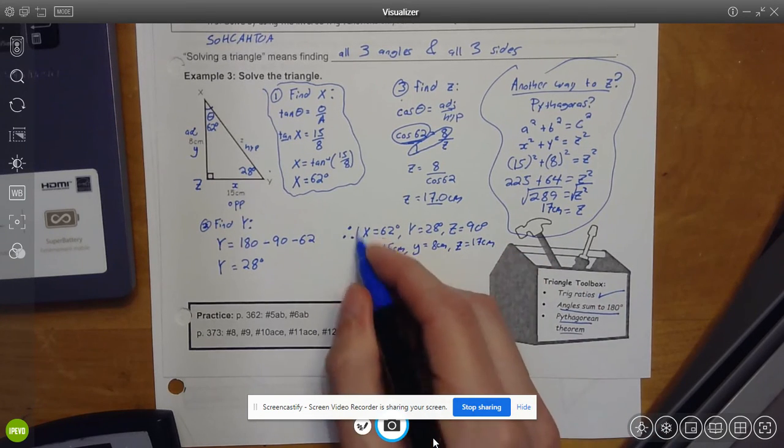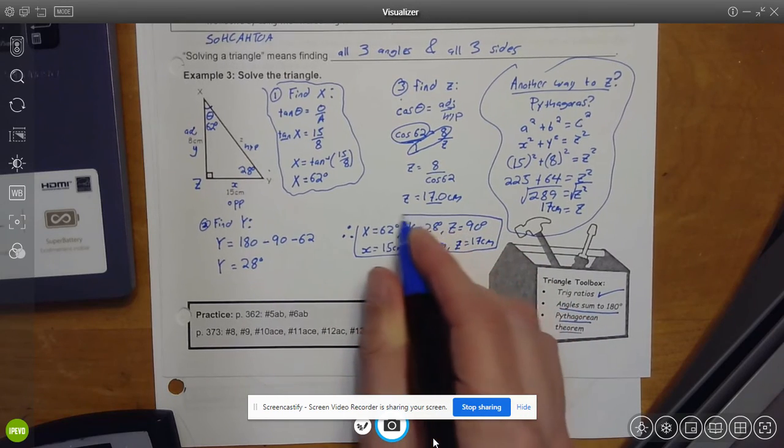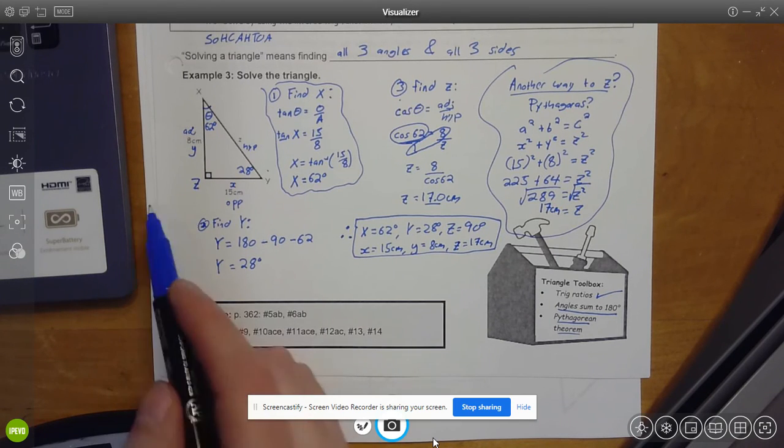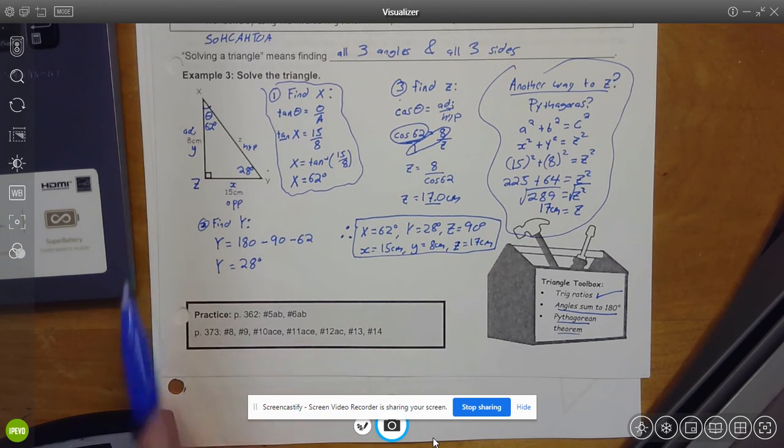So it can be nice to write a little therefore statement, just concluding or summarizing all the information that we've found in the problem. So when I say solve the triangle, again, I would start by sketching and labeling. Then I want you to find all three sides, all three angles. And often there's different paths or different routes to get there.